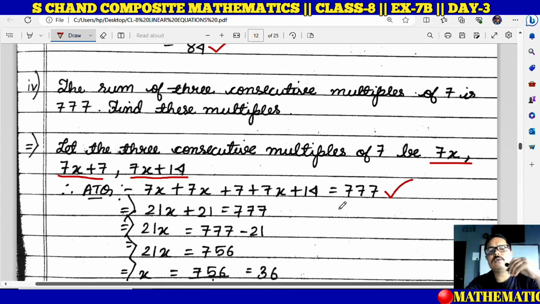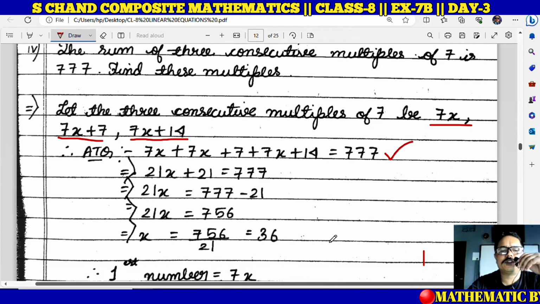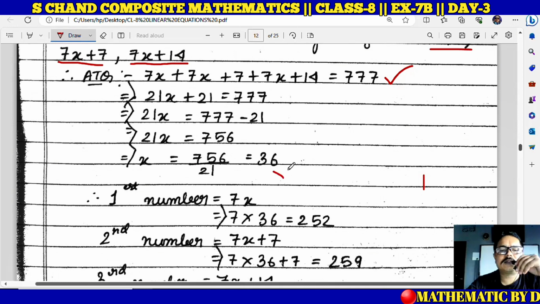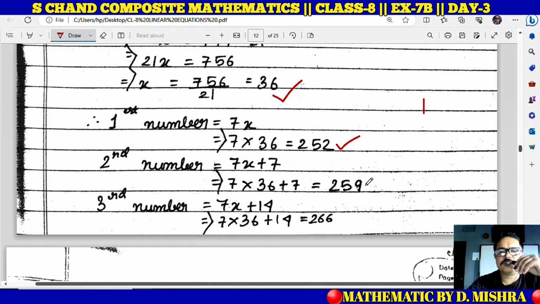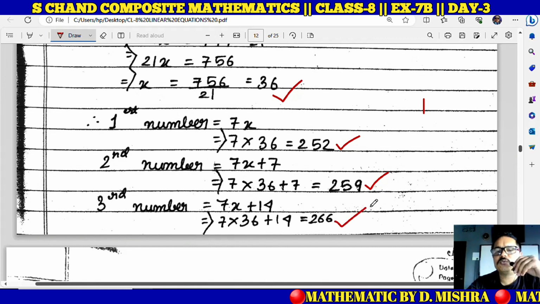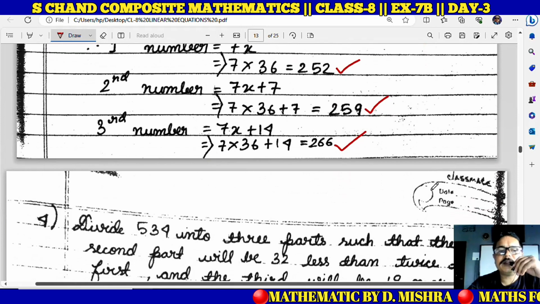So this is the equation, and after solving the equation you will get x as 36, and so the first number will be 7 into 36, 252. The second number will be 7x plus 7, that means 259, and the third will be 266. If you want to cross check, you add all the numbers, it will come 777, right?